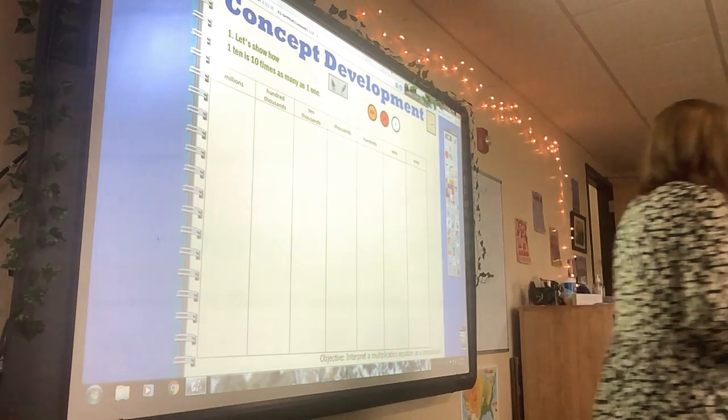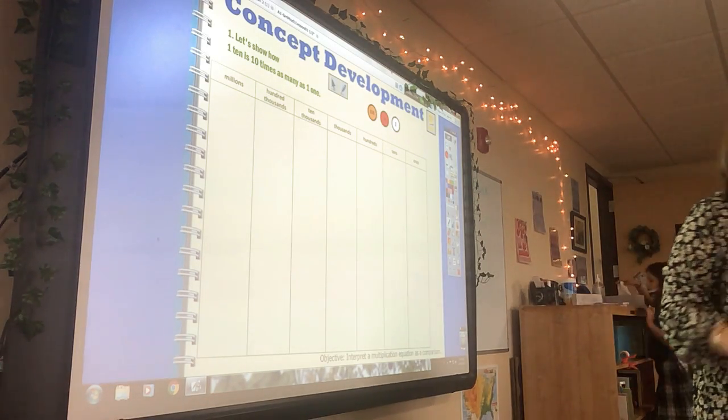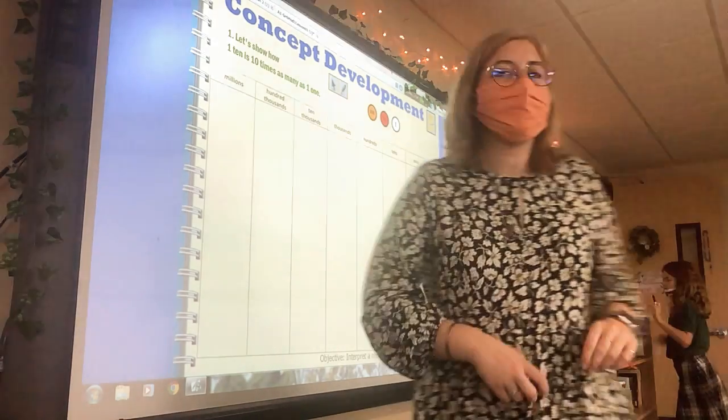Do we keep the labels though? Keep your labels. That's smart. Yeah. Keep your labels if you can. If not, that's okay. But if you already erased it, that's fine.